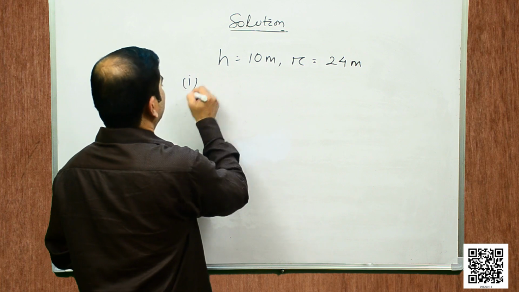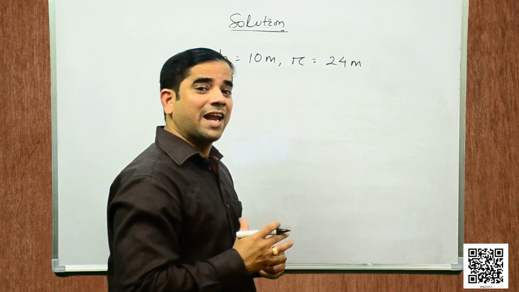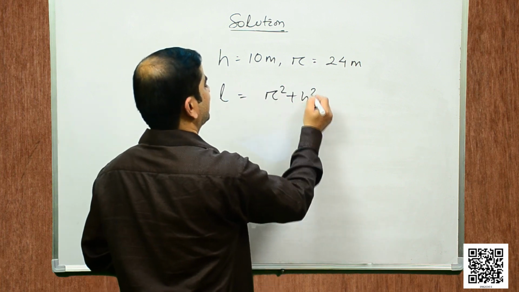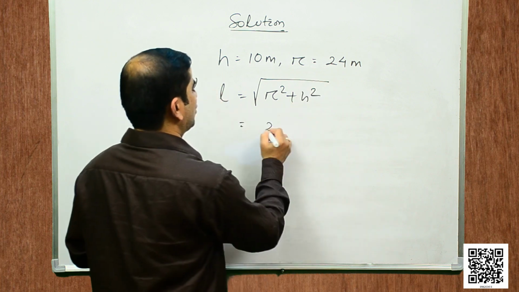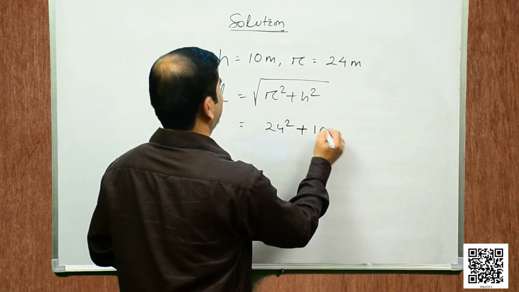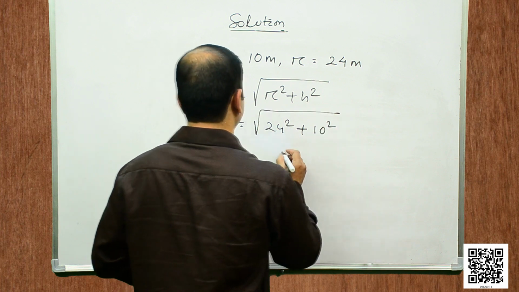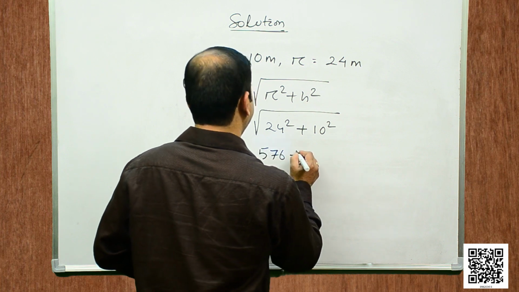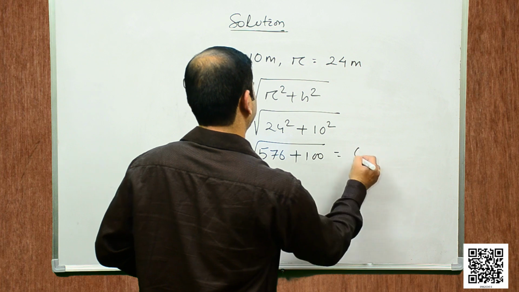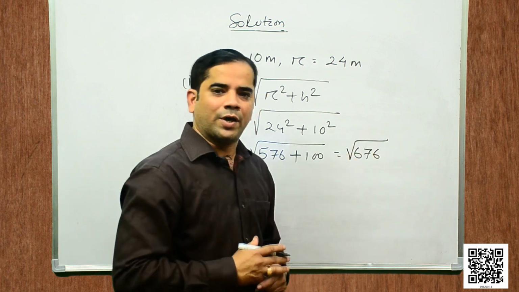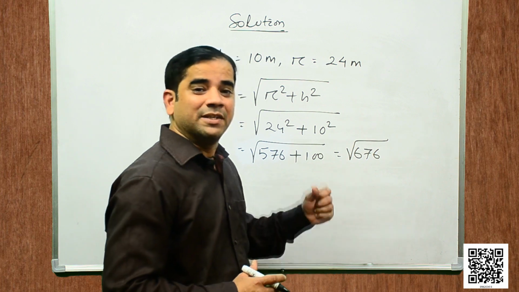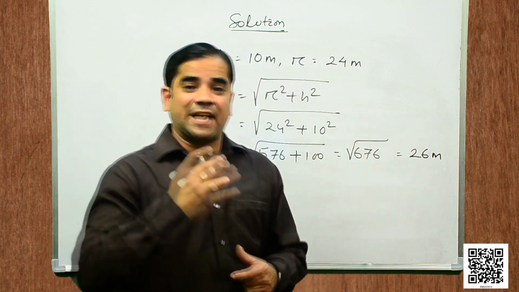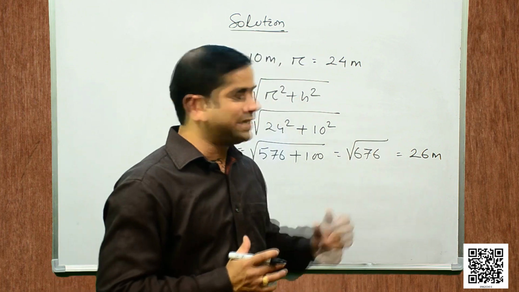So, let us find the solution for bit 1. It asks for the slant height of the tent. So, L is equal to the square root of r square plus h square, that is the square root of 24 square plus 10 square, which is 576 plus 100. So, what is the square root of 676? That is 26. So, the slant height of the cone is 26 meter.